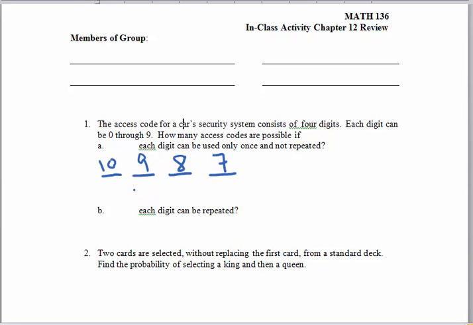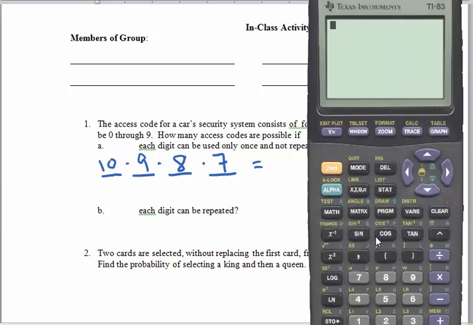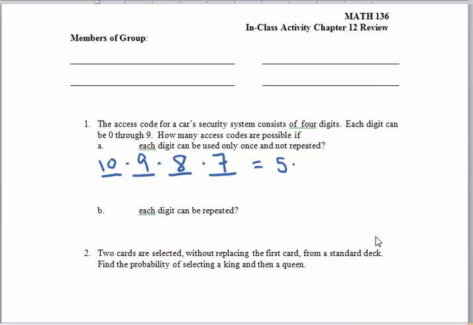And it's really a counting principle problem, right? And counting principle says that you just multiply all these numbers together, and when you multiply 10 times 9 times 8 times 7, we get 5,040. So there's 5,040 possible access codes if each digit can be used once and not repeated.